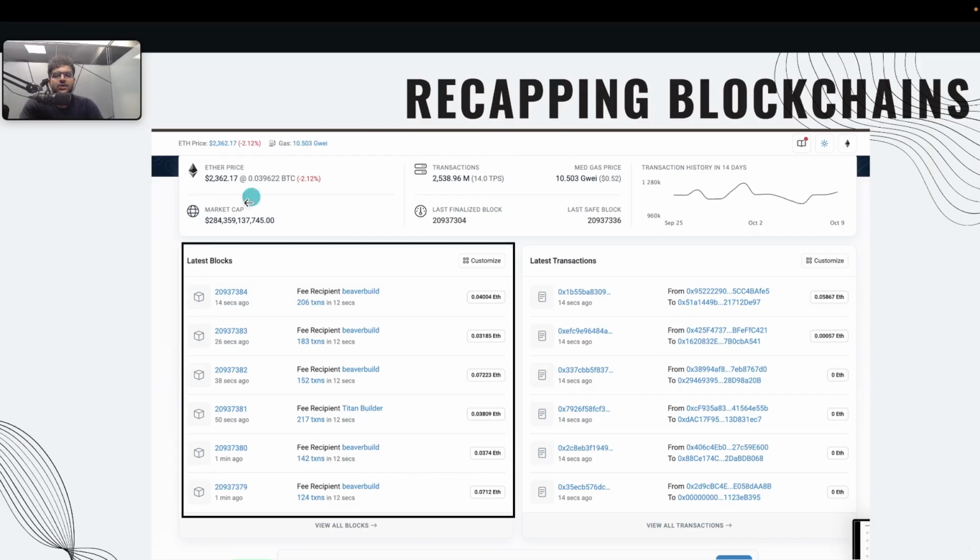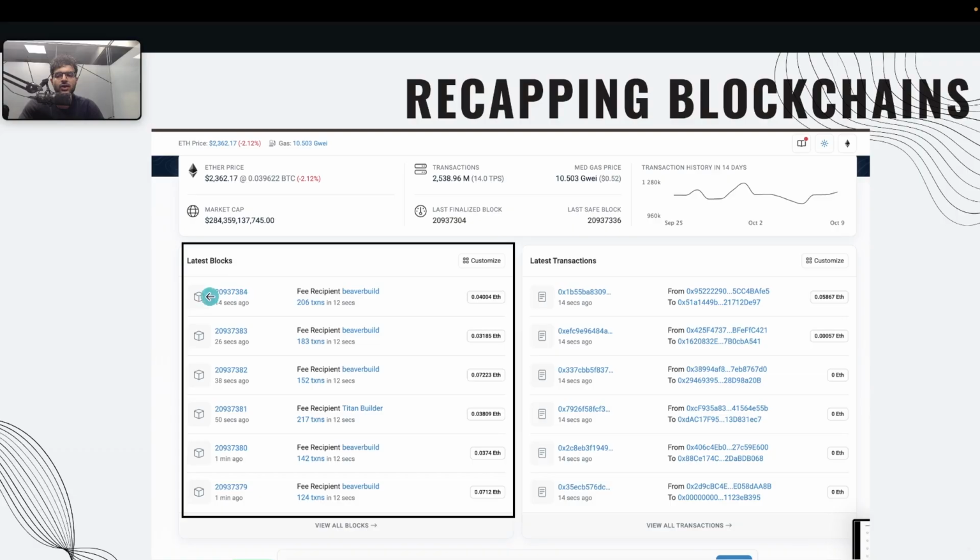Here is a screenshot from Etherscan. You can go here as well. If you go to etherscan.io, you will see this on the landing page. It shows you a few things. What is the current price of Ethereum? What is the current market cap of Ethereum, which is the price of Ethereum times the total amount of Ethereum that currently exists? And over here, you will see a section called latest blocks.